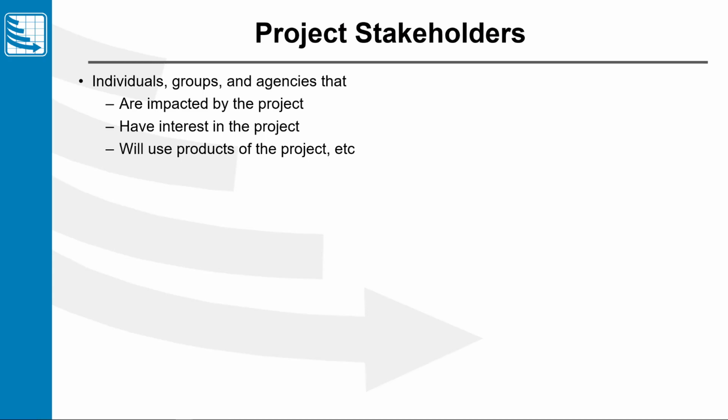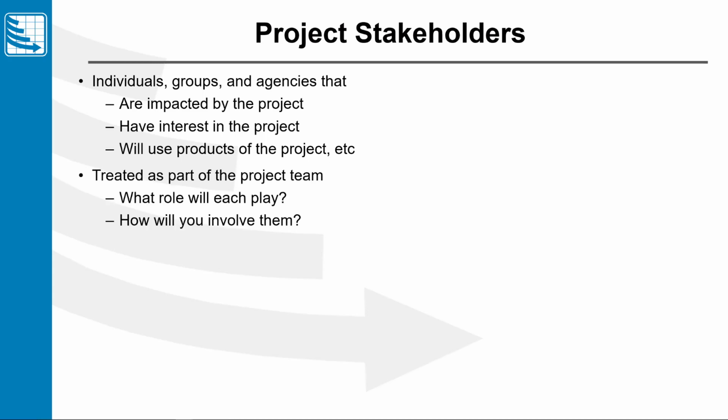We want to capture who these individuals are, these groups are, and they could be internal to the organization, or they could be external. Makes no difference. We still want to capture who these people, groups, or agencies are. And as we do this, we're going to treat them as extensions of our project team. And for each stakeholder, we've got to identify what role are they going to play and how we're going to involve them. That does not necessarily mean that they're going to be on your actual team.